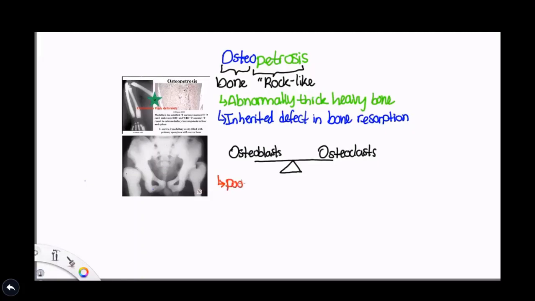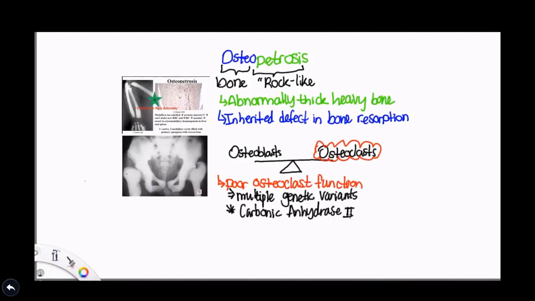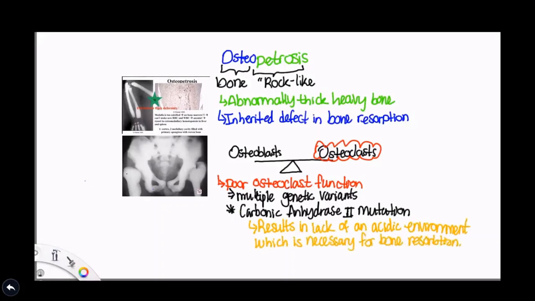Now, this disorder is due to poor osteoclast function. It has multiple genetic variants. Most important is the carbonic anhydrase 2 mutation, which results in a lack of acidic environment that's required for bone resorption. An acidic environment is necessary in order to remove calcium to resorb bone.